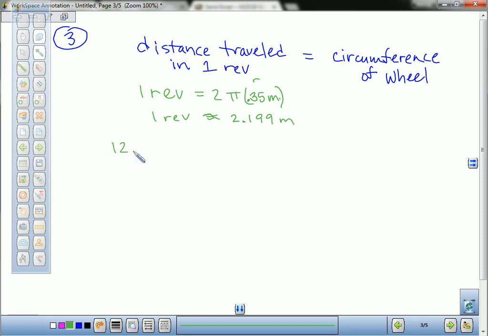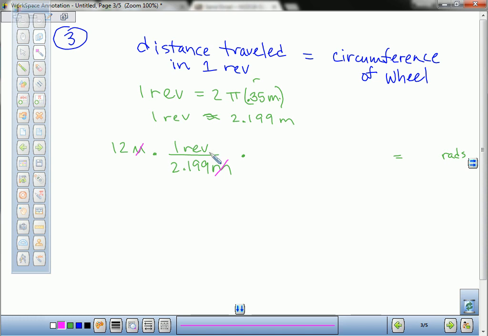Okay, so we have 12 meters, and that's what we're starting with. And we want to end up with radians. Now, we just came up with this cool conversion: 1 revolution equals 2.199 meters. Where do we get the 12? That's the meters in the problem. It's given to you. Now that helped me get closer because now meters are gone.